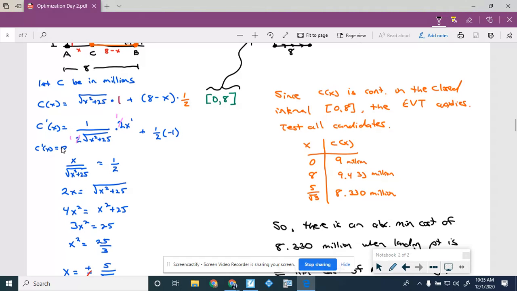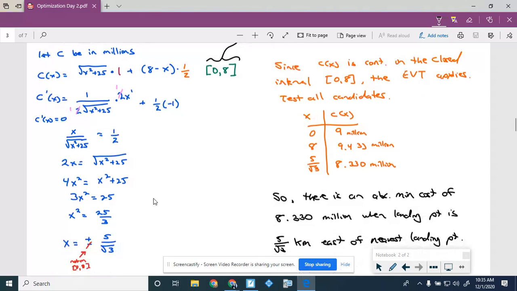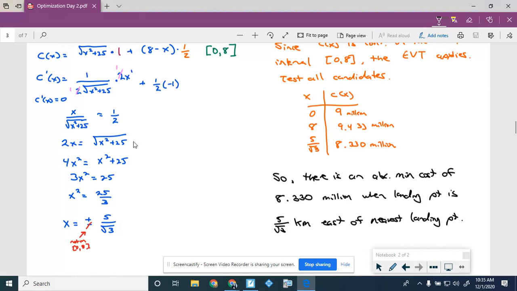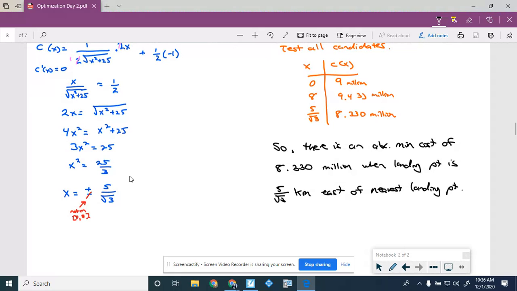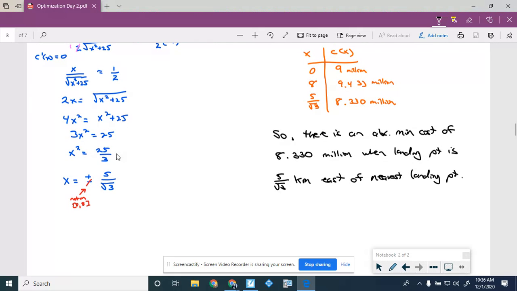I set it equal to 0. Then I would add the half over, cross multiply. I get 2x equals radical x squared plus 25. To go from here to here, it looks like I squared both sides because I want to get rid of that radical over here. Then I subtract the x squared from both sides. Then I divide by 3 on both sides. And now I take plus or minus the square root of both sides. Now 25 is a perfect square, so the square root of that is just 5. So I cleaned it up and wrote 5 over radical 3, and I don't care about the negative because that's not in my interval 0 to 8.